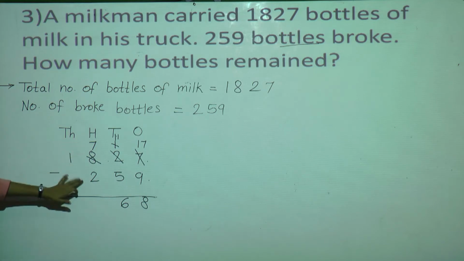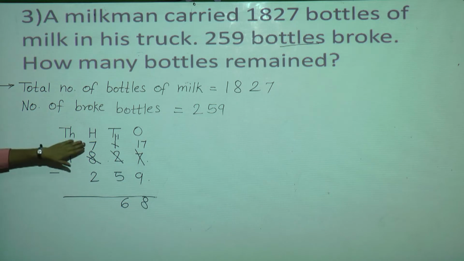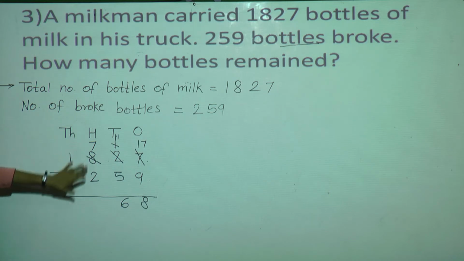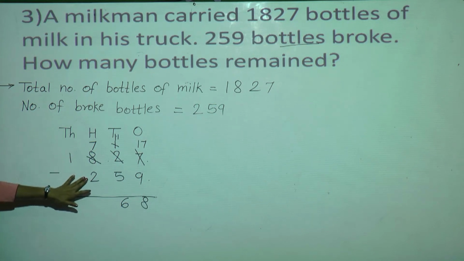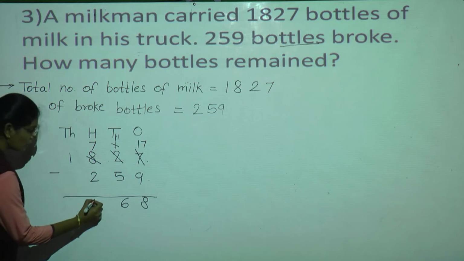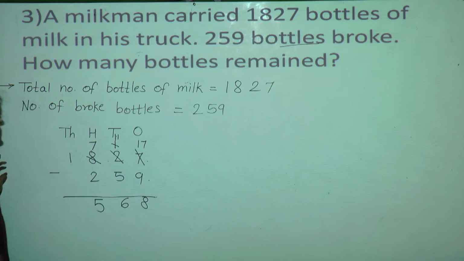Now go to the hundreds place. Now here 7 is there, here 2 is there. 7 minus 2. Do the subtraction. 7 minus 2 if we will do, we will get 5. So write 5 at hundreds place. Move to the thousands place. Here only 1 is there and here nothing is there. So 1 minus 0 is equal to what? 1.